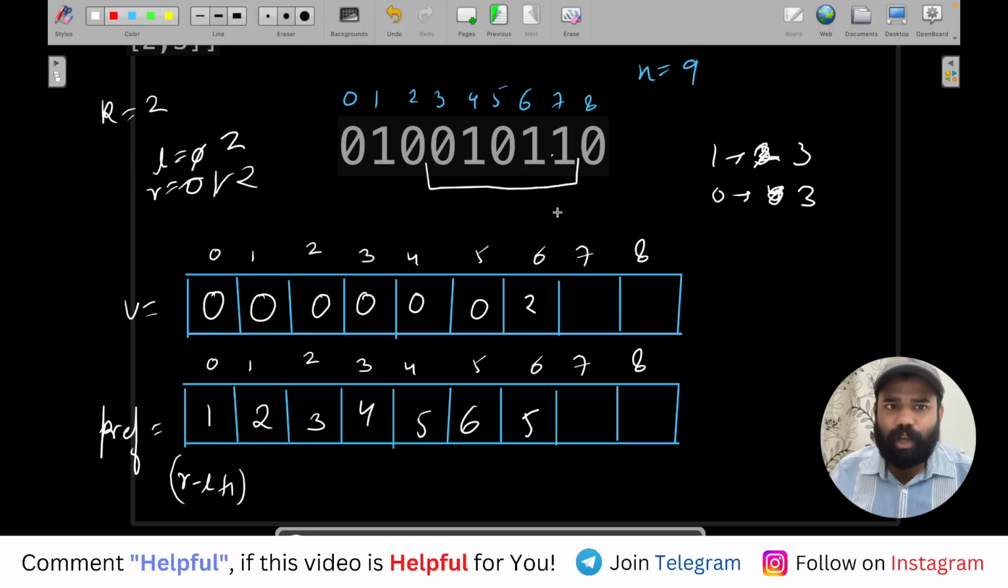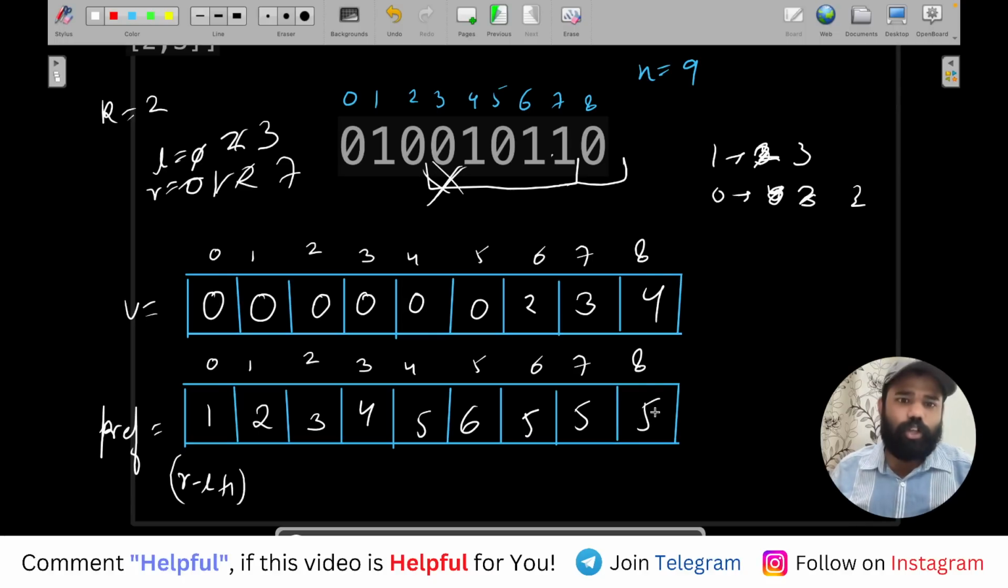2 zeros, 3 ones, it is possible. Both should not be greater than k, right? So now for R, L is 3, R is 7, so it will be 3, length is 5. This again I cannot take, both became greater than k, so this will be gone, so it will be 4 and 5.